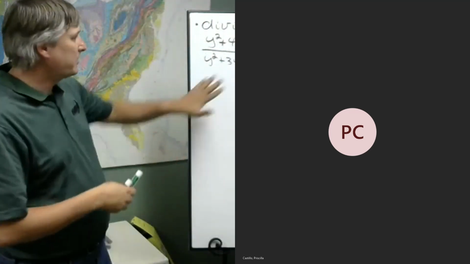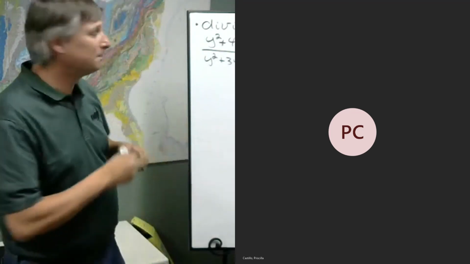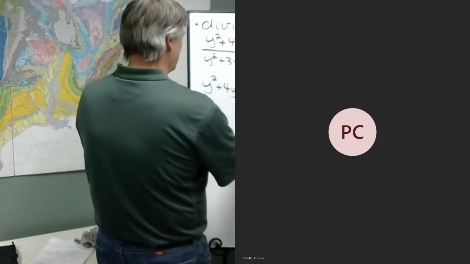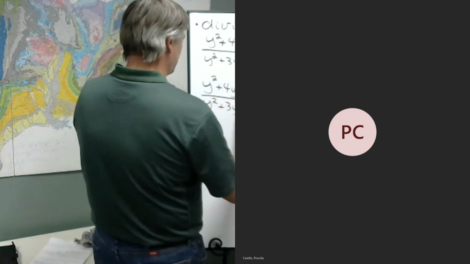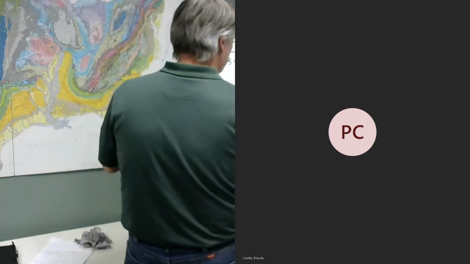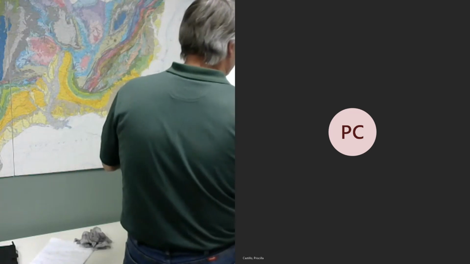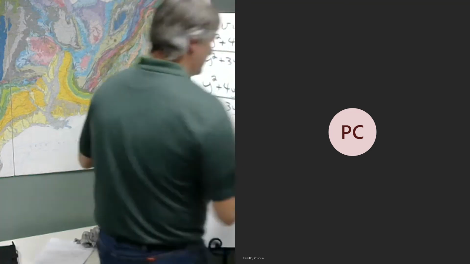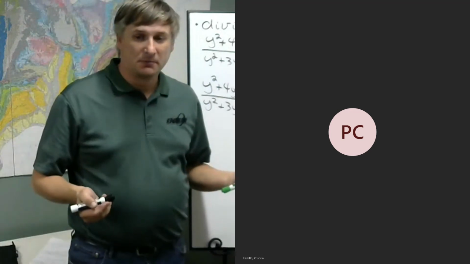So we're going to do the same thing. We'll keep the first rational function. We'll flip the second. We'll change this to multiplication. So we keep this one. Flip this one. And then we're going to multiply. And again, we want to factor these polynomials.